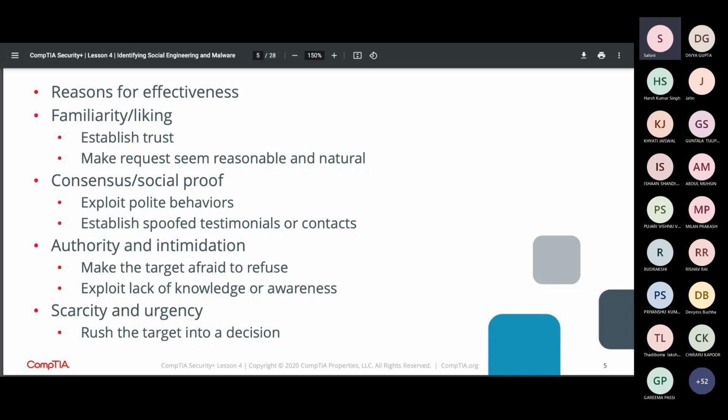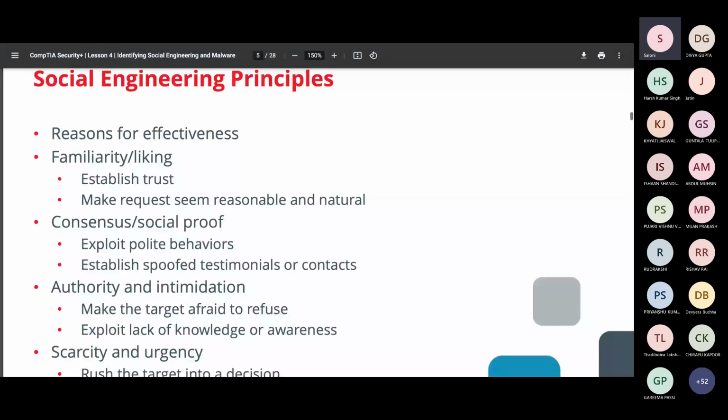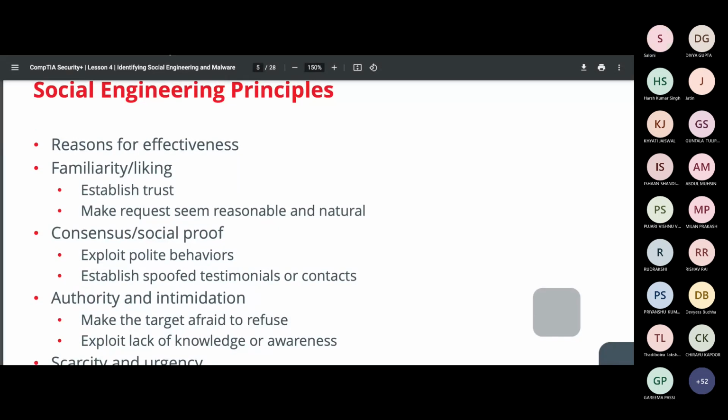So talking about the principles, the current slide, is it clear to you all, or do you have any doubt, guys?